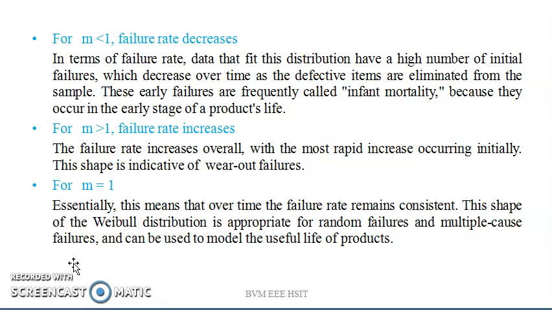In the next lecture, we will discuss the power quality. Friends, till now we have discussed reliability. What is the importance of reliability? I think you have understood the importance of reliability.